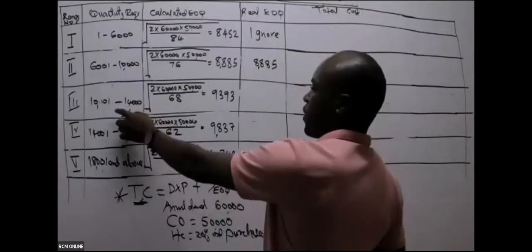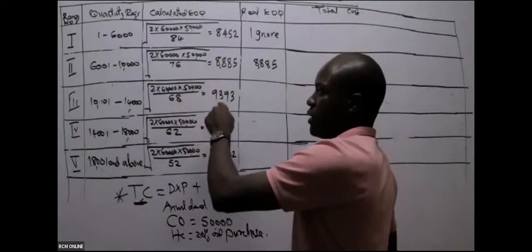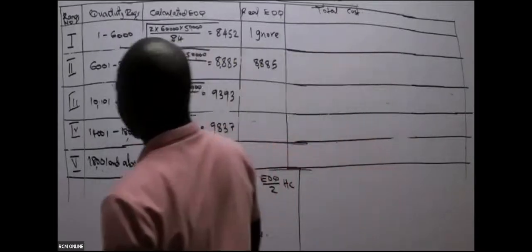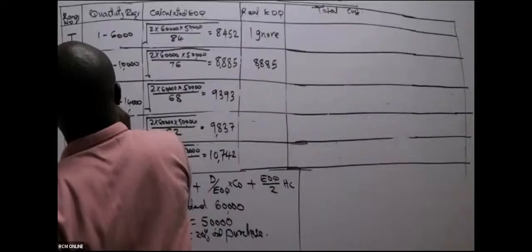Let's come to number 3. For you to get a discount, you must order at least 10,000, at least 10,001.